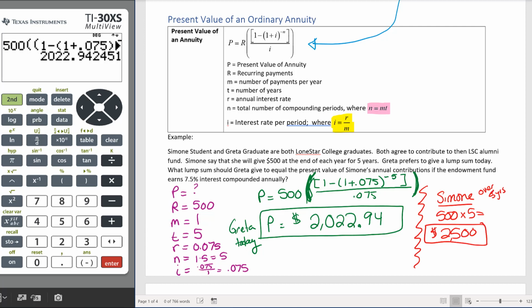Okay? Now Greta only gave one lump sum. She gave the $2,000, but she knows that it's going to earn 7.5% compounded annually. So she only gave $2,022, but that equaled Simone's $2,500 contribution because of the interest that Greta was accruing over the 5 years. So that's one application of present value of an ordinary annuity.